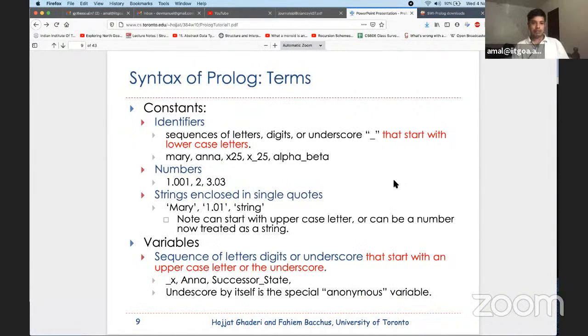Okay, so these are the constants and variables. Our language has only two kinds of things: constants and variables. Constants are anything which starts with a lowercase letter. Variables are anything which starts with an uppercase letter.